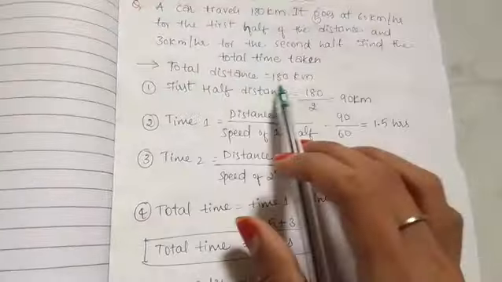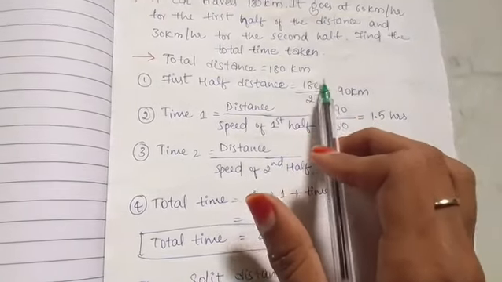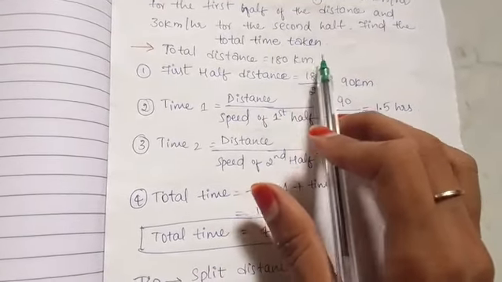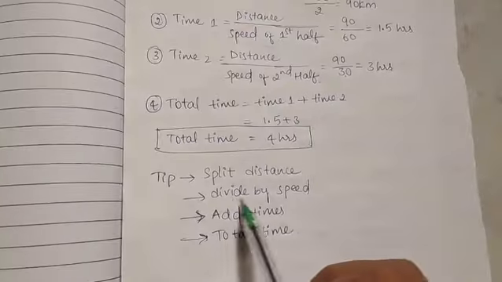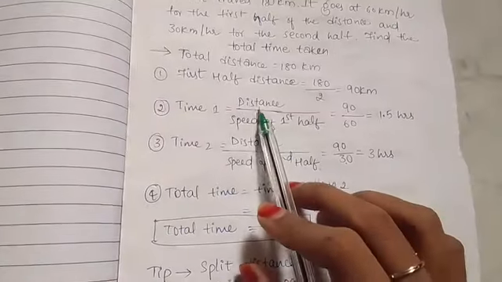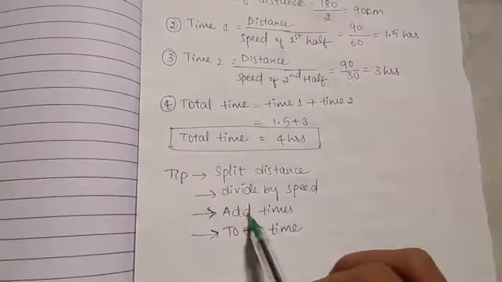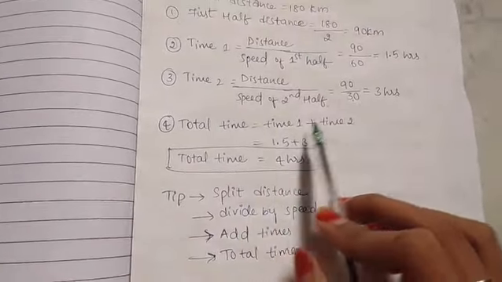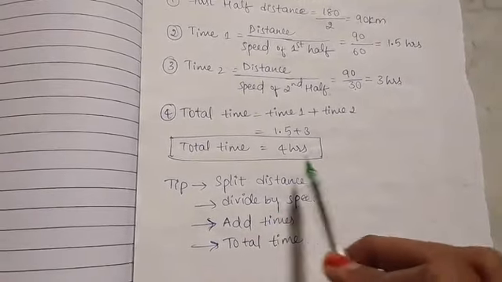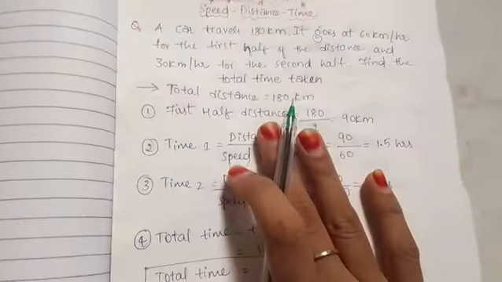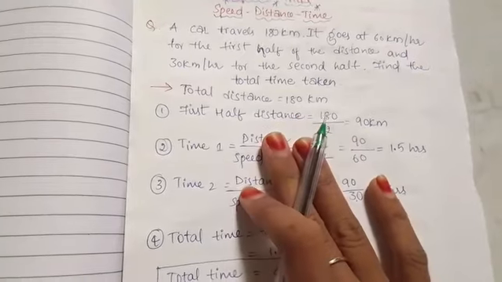I'll tell you simple tips on how you can solve it easily. Split the distance, that is 180. They have given first half and second half, right? You have to split the distance and divide by the speed. You have to divide the distance by the speed of the first half and the speed of the second half. Then add the times. Total time is equal to time 1 plus time 2. This is how you can solve it easily.